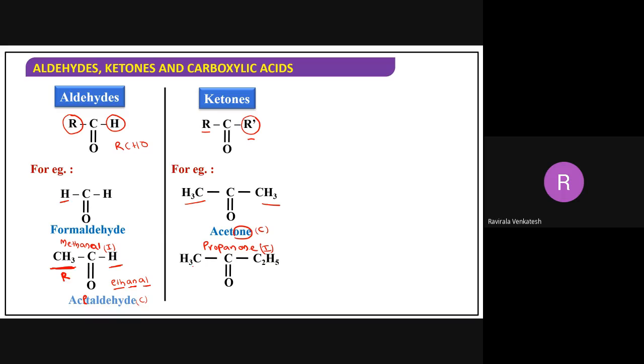Now, if you observe the next one, the total number of carbons: 2, 3, 4 carbons are there. For our understanding, I am writing it like this: CH3, C double bond O, C2H5. We can also write it like this. So now it will be butanone. That is the IUPAC name. What is the common name? This one is an ethyl group. This one is a methyl group. So methyl, ethyl: alphabetical order, E comes first.